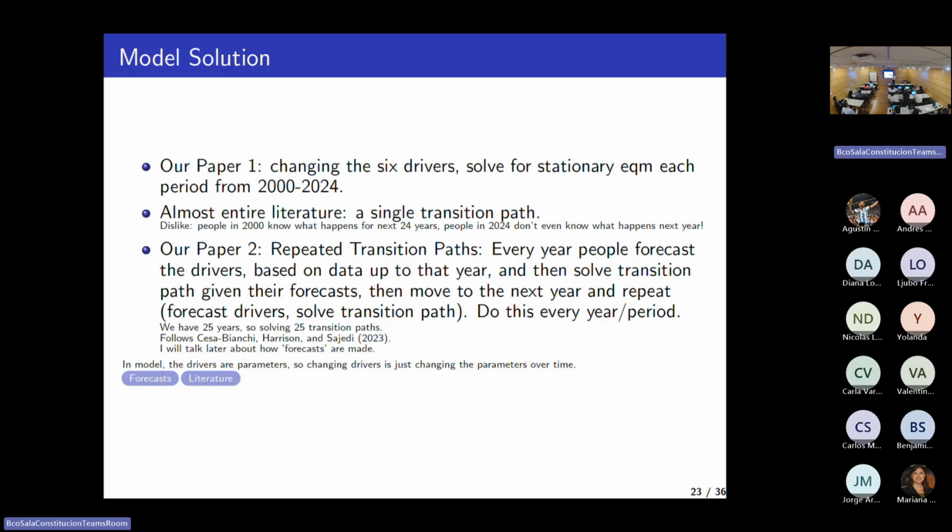Okay, so in our first paper, we updated the drivers and just solved the stationary equilibrium every period. This was a bit basic. It's kind of like saying the infinite future just comes into the present, right? Most of the literature, essentially the entire literature, solves one transition path. I personally dislike this because what you're saying is people in the year 2000 are going to know exactly the next 24 years, and people in the year 2024 don't even know next year.